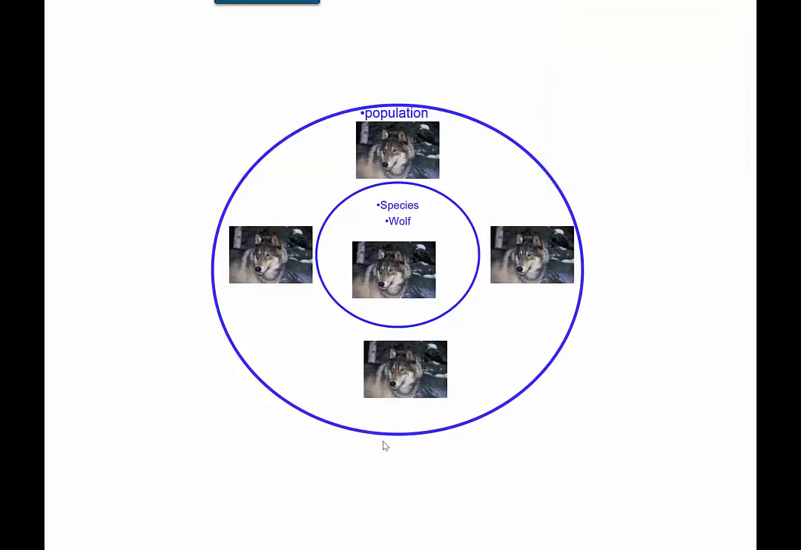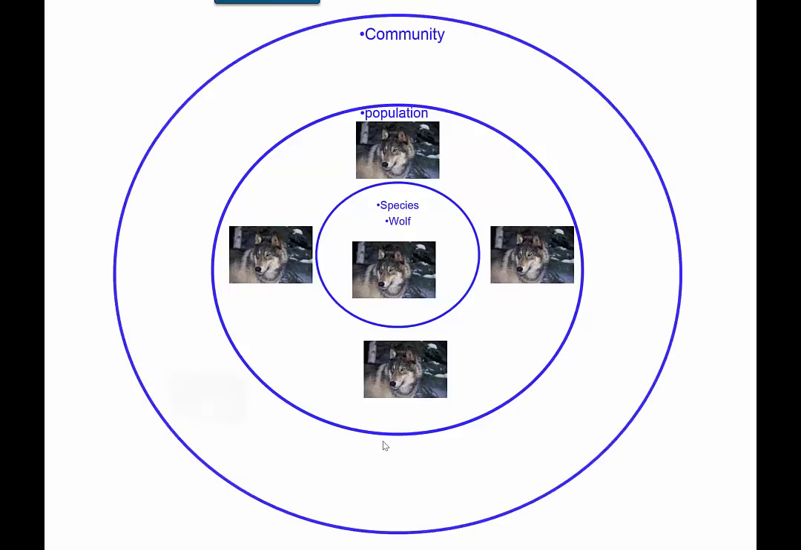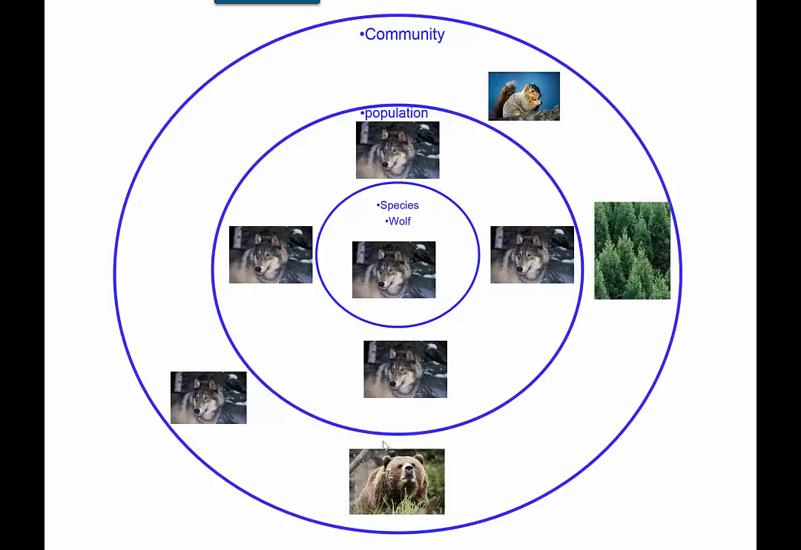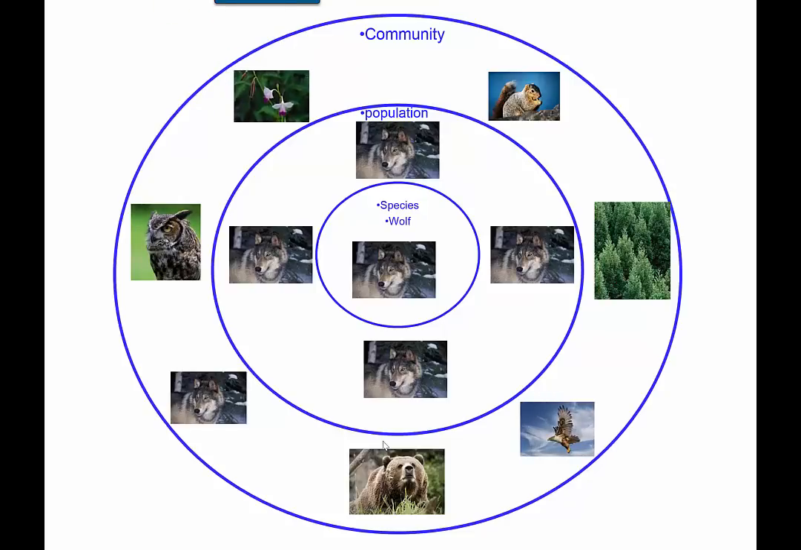Then in our community, we would have our wolf, but then we would have all of the other populations of species as well. So squirrels, bears, trees, eagles and hawks, owls, and plants and flowers. All of those things together and the way that they interact makes up our ecosystems within our environments.